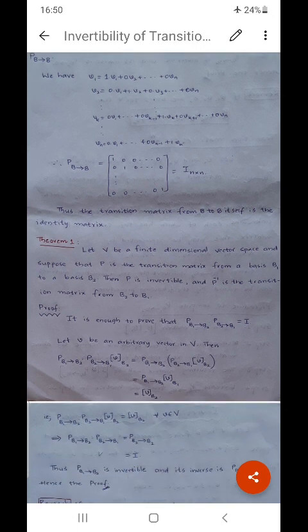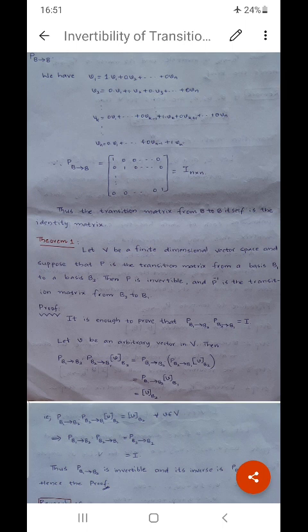So what we have to prove is that P, where P is the transition matrix from B1 to B2, is invertible, and P inverse is the transition matrix from B2 to B1. It is enough to prove that their product is the identity matrix. So we have to prove that P B1 to B2 into P B2 to B1 is identity. What we do is we choose an arbitrary element from the vector space and prove that any arbitrary element is mapped onto itself under this product. So P B1 to B2 into P B2 to B1 into the coordinate matrix of V relative to B2 is equal to P B1 to B2 into P B2 to B1 into the coordinate matrix of V relative to B2.